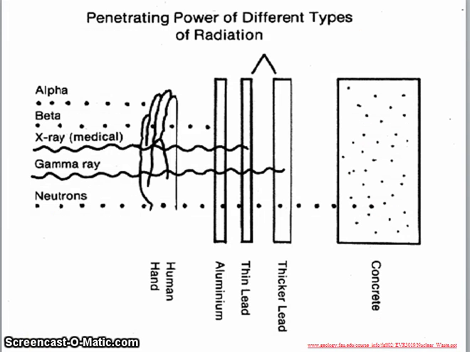This is a diagram that shows the penetrating power of different types of radiation. You have the alpha particle, which stops at the human hand, the tissues. Beta particles, which are often X-rays, penetrate the human hand, and aluminum stops those. Gamma rays, which are emitted and can pass through thin lead, they're stopped by thicker lead. And then neutrons that move through concrete.